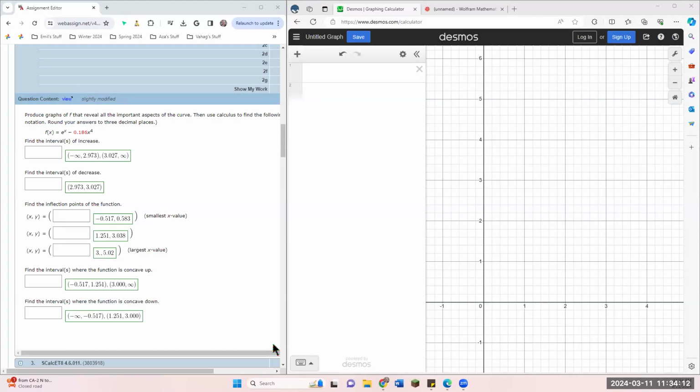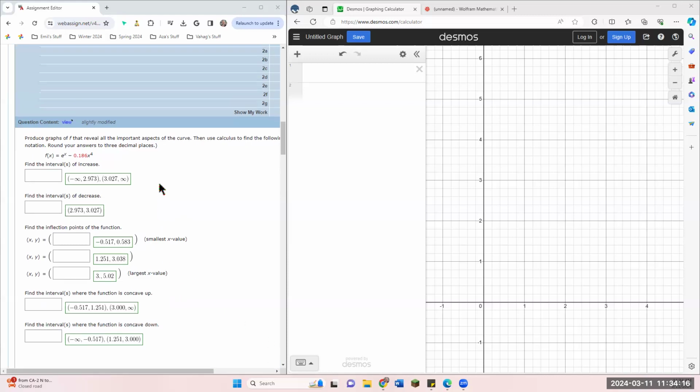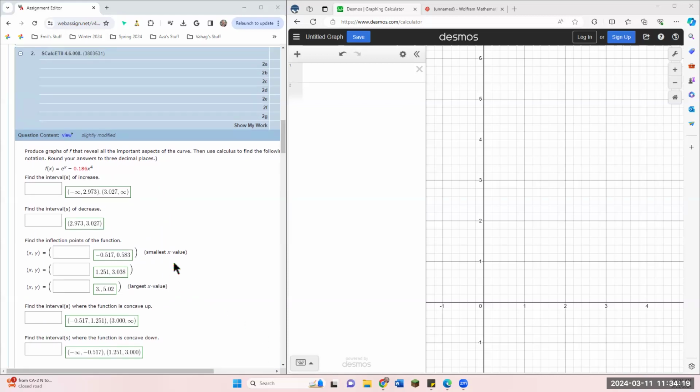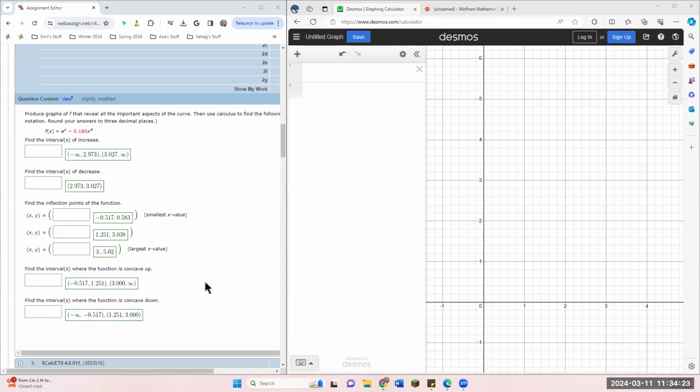Hello, everyone. In this video, I'm going to go over problem 4.68 from chapter 4. This concerns finding intervals of increasing and decreasing, concavity, as well as inflection points. So I'm going to go ahead and use Desmos and graph the function in question.